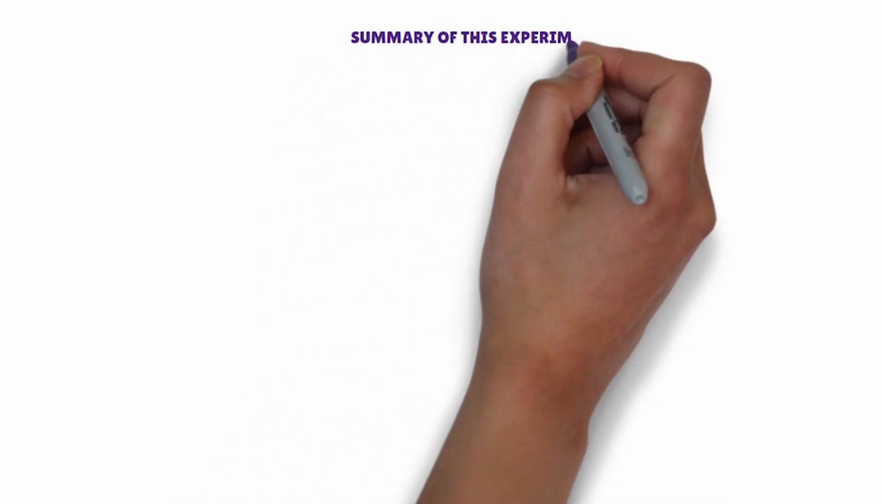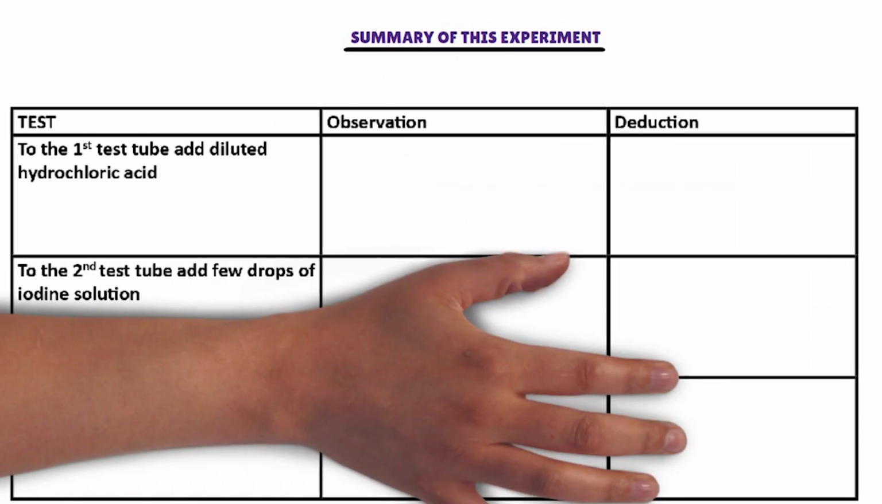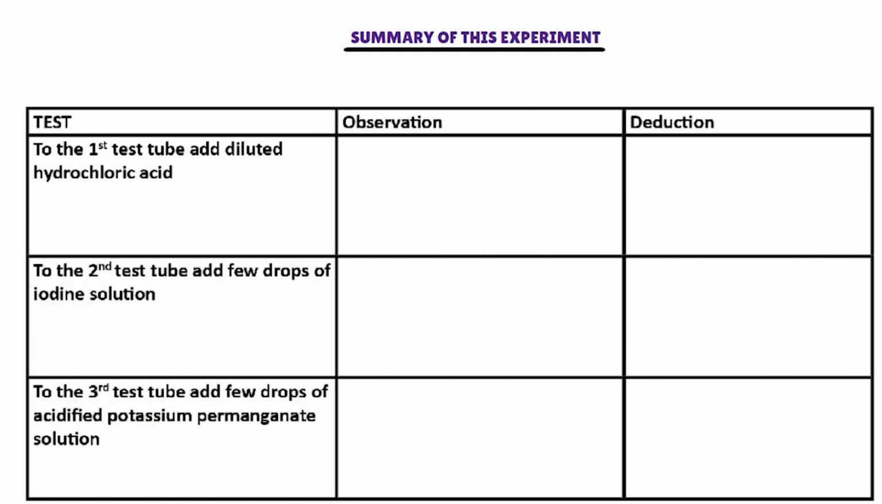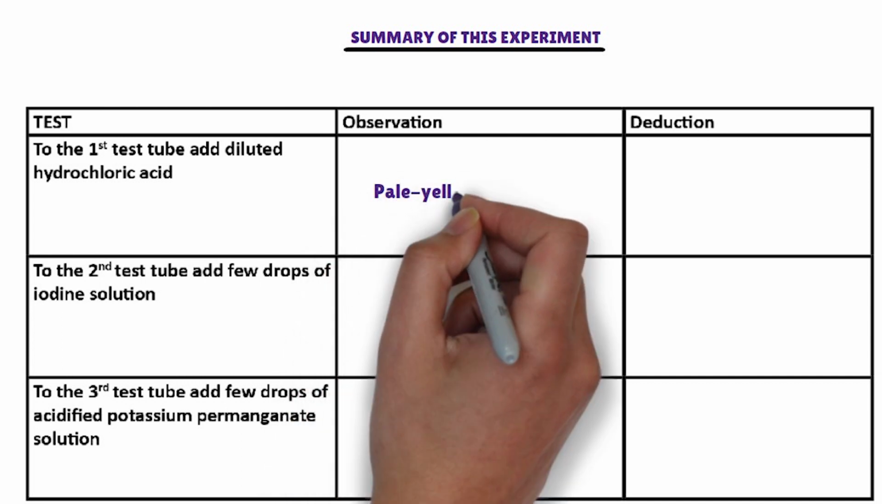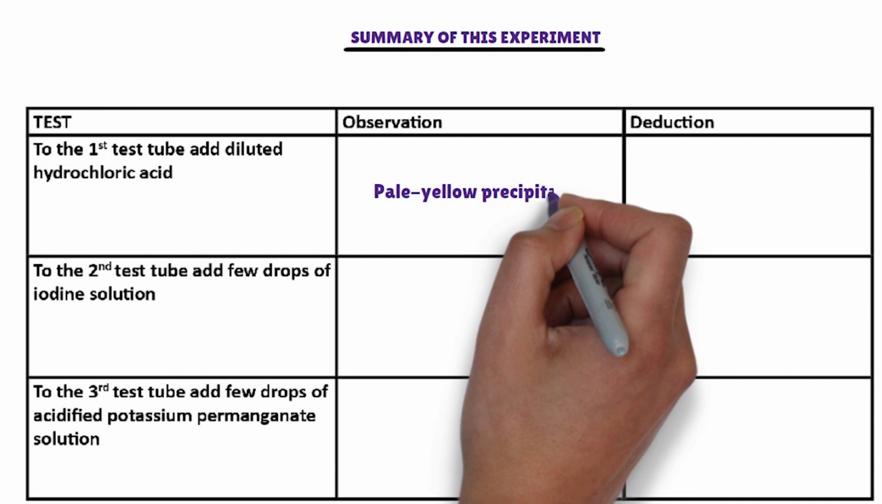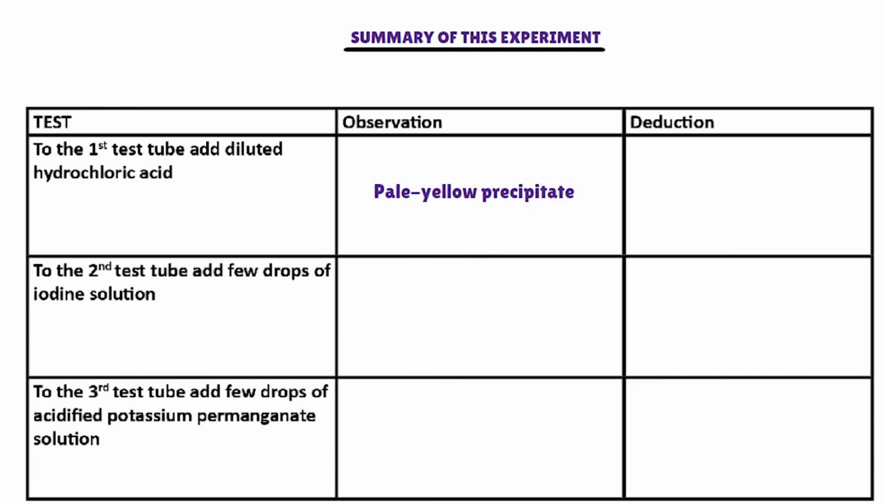Summary of this experiment. Preliminary test. To the first test tube, diluted hydrochloric acid is added. The anion that forms a pale yellow precipitate when reacted with diluted hydrochloric acid is thiosulphate ion.